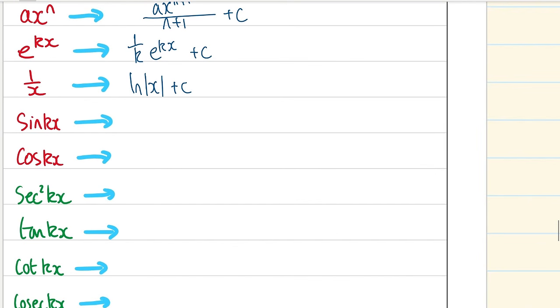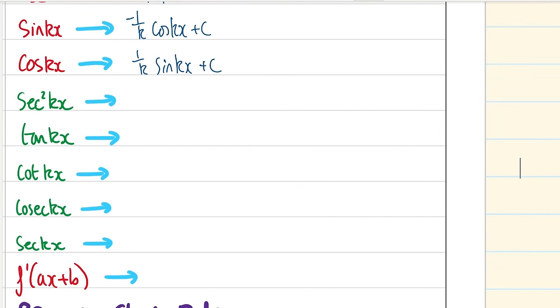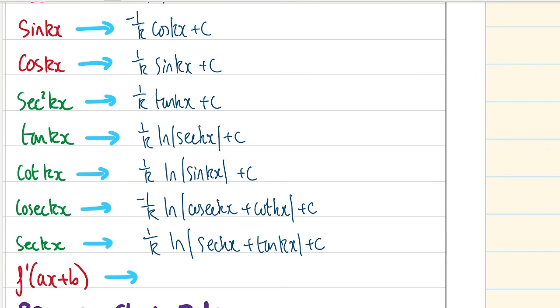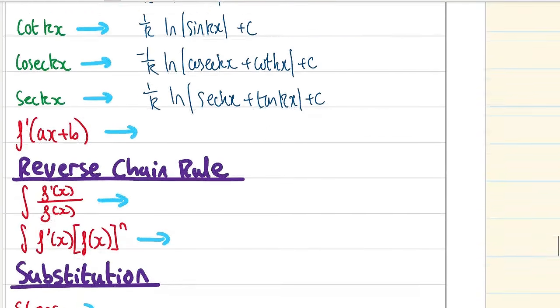Sine of x integrates to minus cos. So we would write this. Cos of x integrates to sine. So we would write this. Now the next ones are all in your formula booklet and I would recommend not learning. They're very techy and they rarely come up, but you should know that they are there in your formula booklet if you need them.